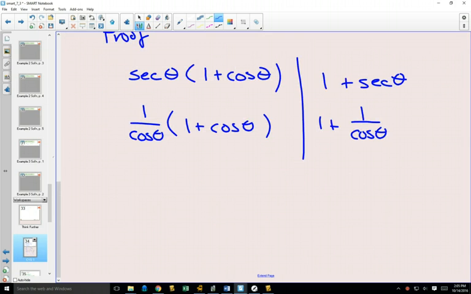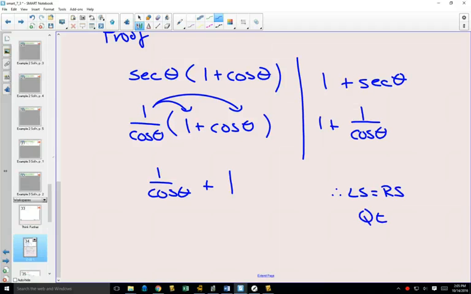Okay, so we've changed things to cos. And we've got cos on both sides, but they're not equal yet. What would you like to do next? Distribute. So if I distribute this, I'm going to get 1 over cos. And what is 1 over cos times cos? 1. Therefore, left side equals right side. Nice. And there's our proof.